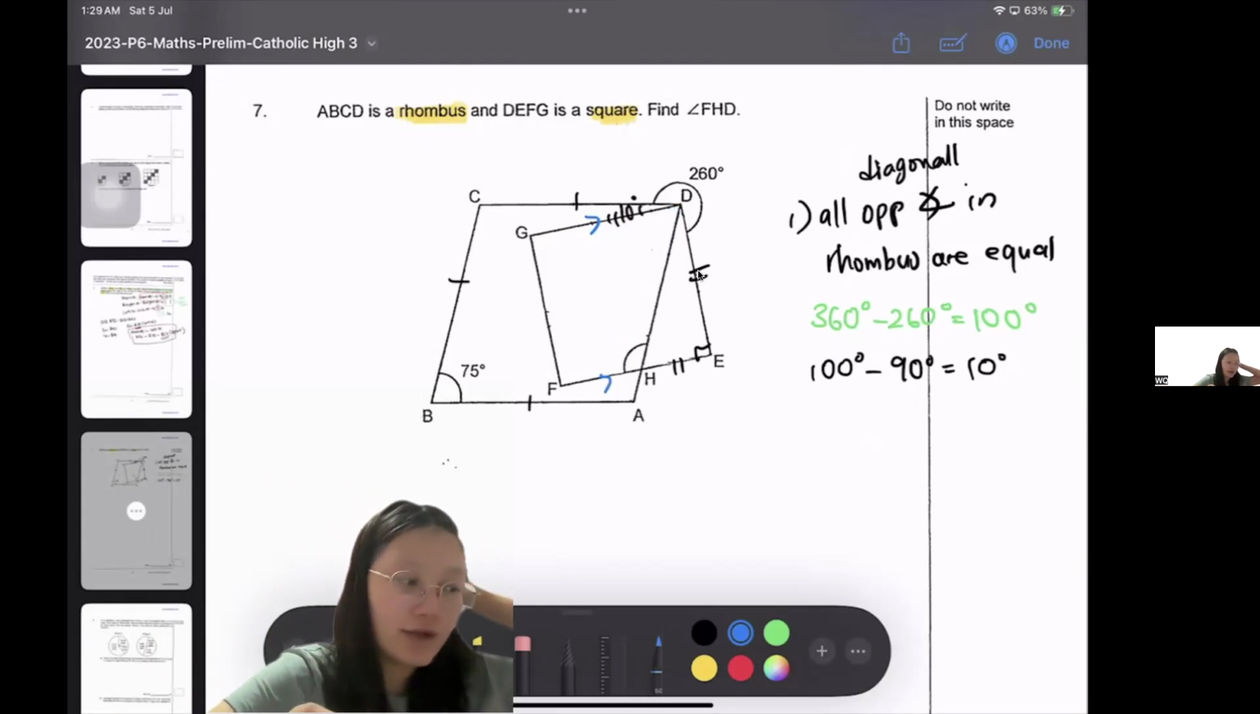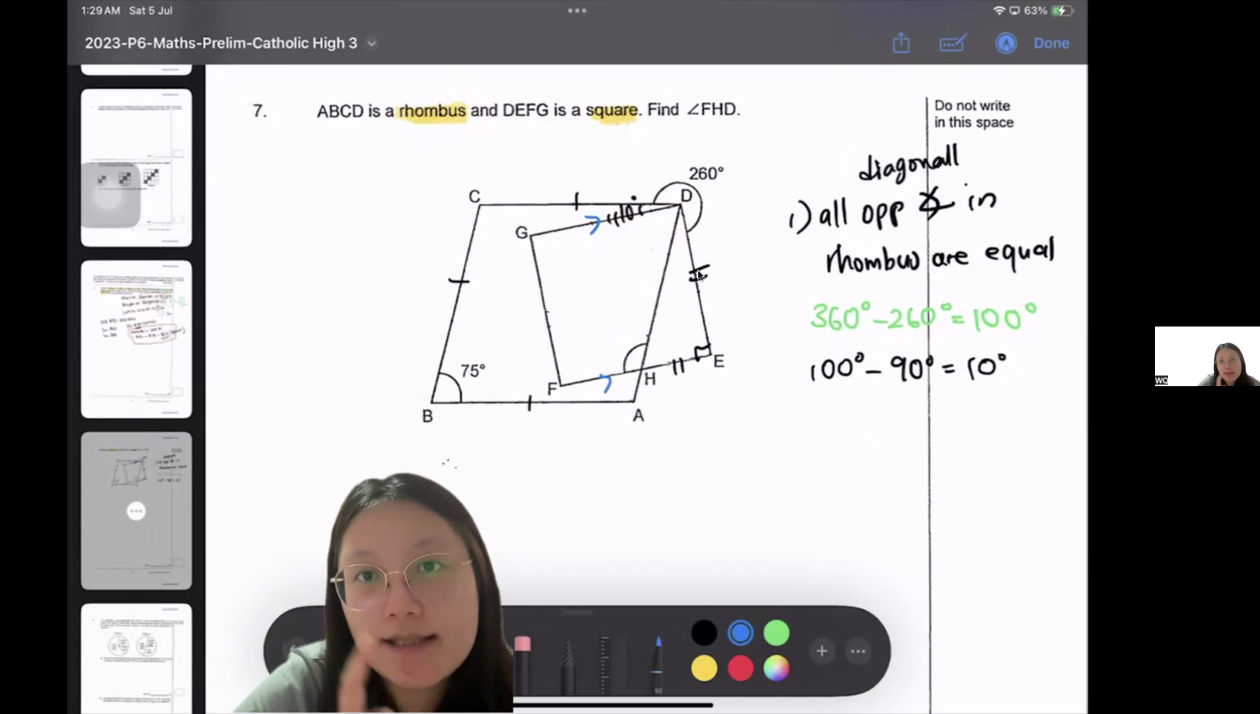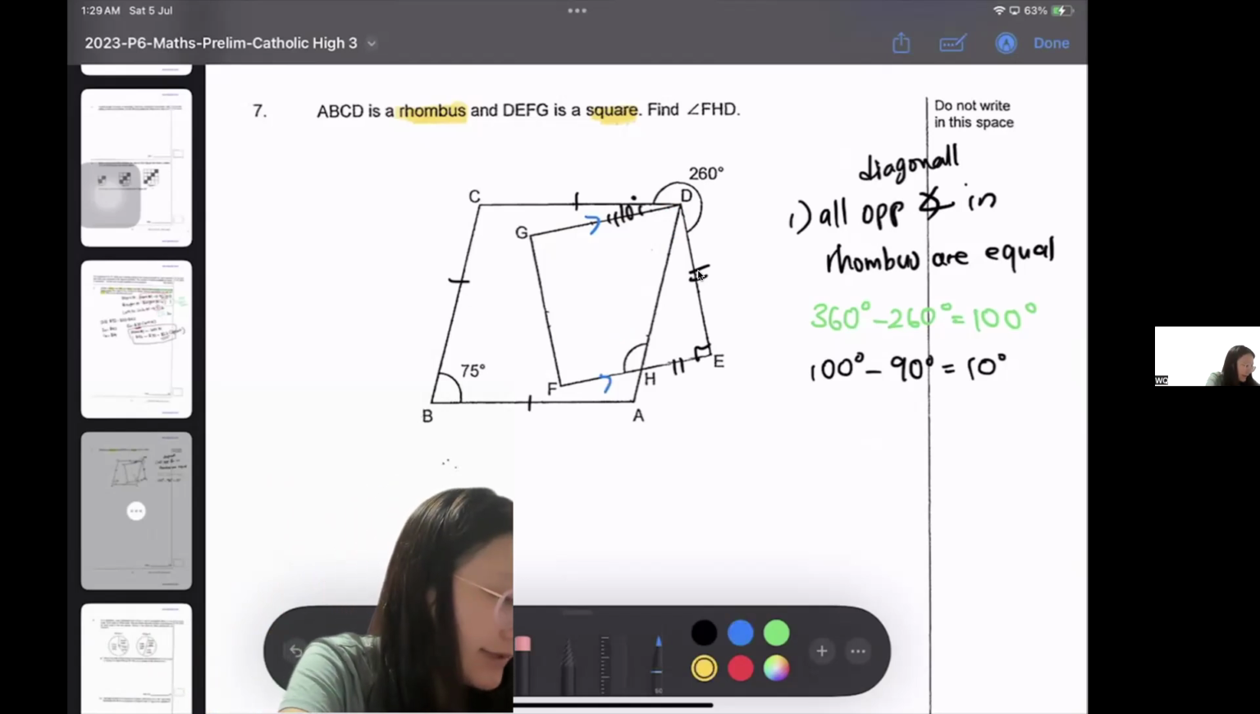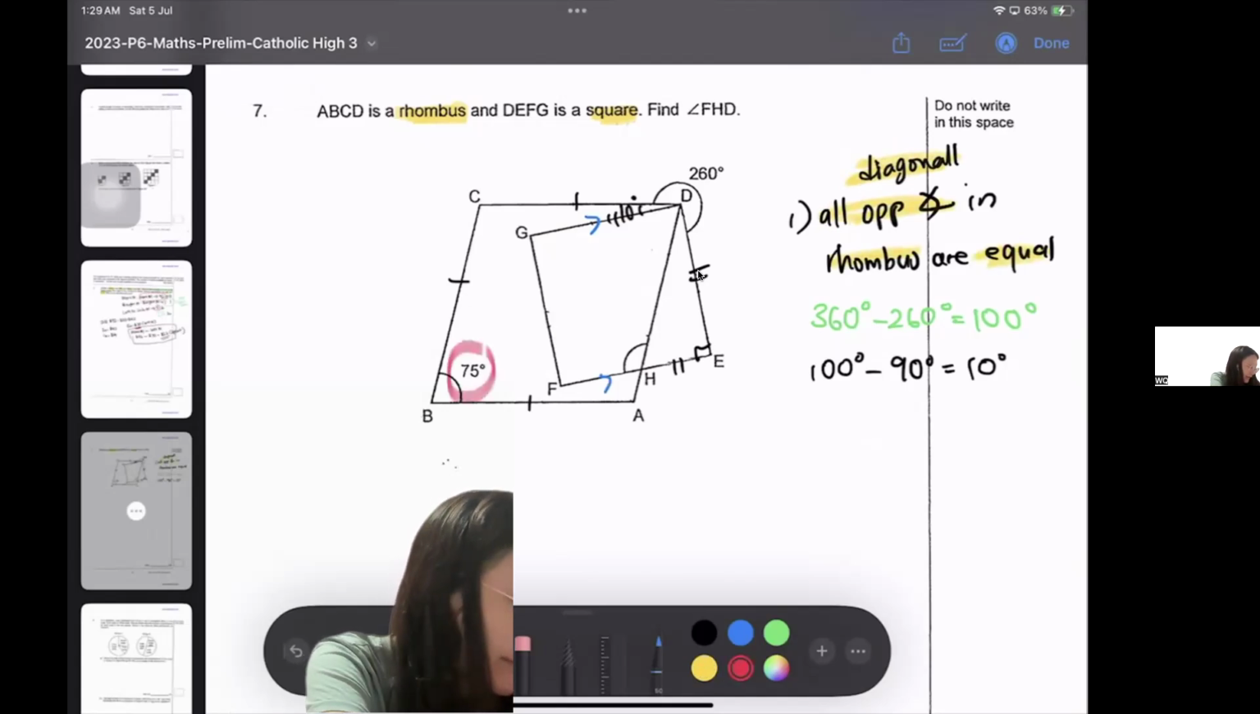Okay, so how do we find the angle? First, we already found a small little angle. Secondly, do you remember what I said? I said that all diagonal opposite angles in a rhombus are equal. So let's put in that one. This 75 is equal to the 75 over here. Let's write in the 75 here. You must see this is the corner of the rhombus. So this corner is your 75.